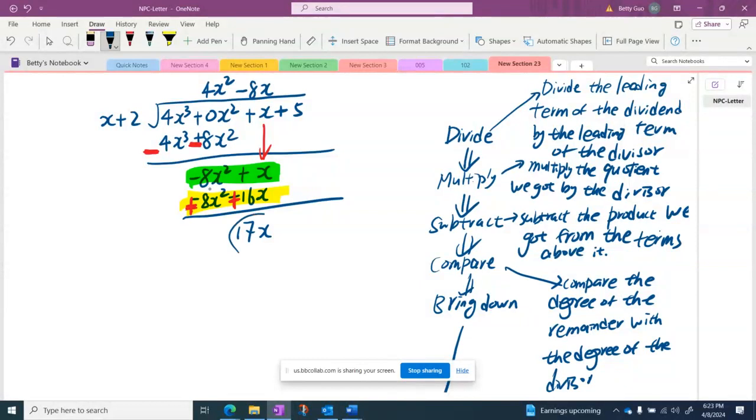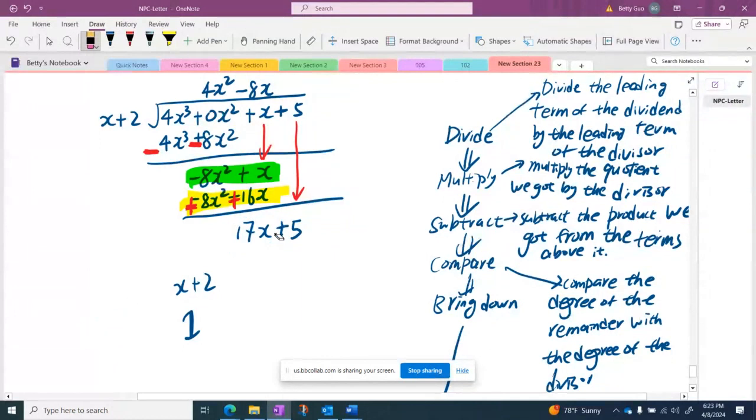And now we compare. This is the new remainder. The degree of the remainder is 1. The degree of the divisor is also 1. That means the remainder degree is not strictly less than the degree of the divisor. So we continue by bringing down the next term in the original dividend, the 5 here, plus 5. It makes sense that we have to continue because we did not use all the terms in the original dividend yet.